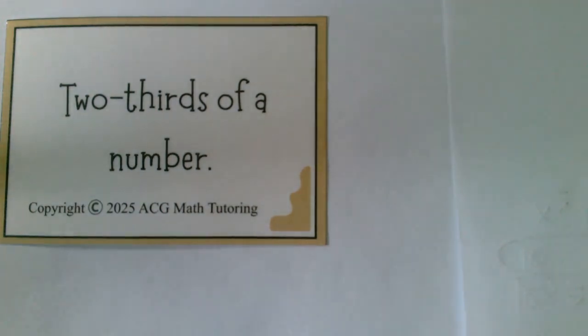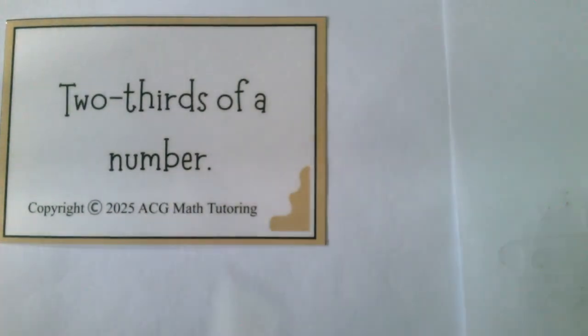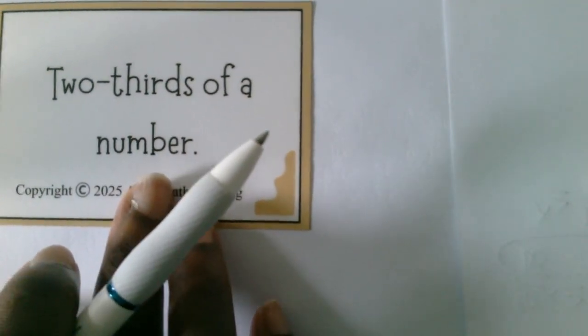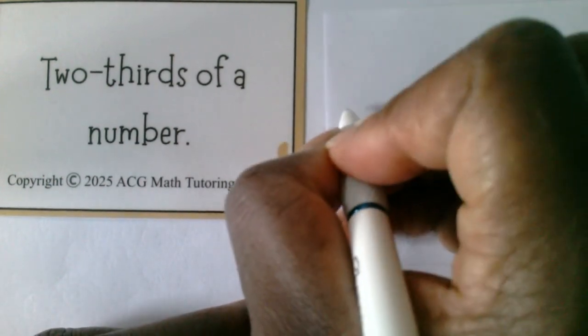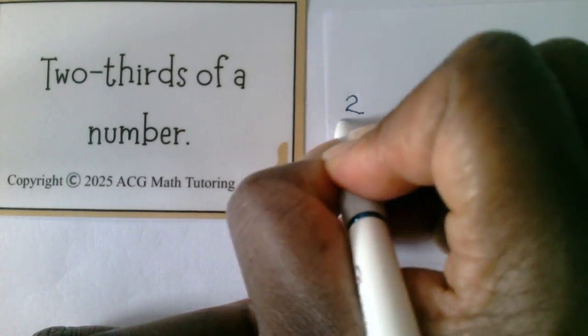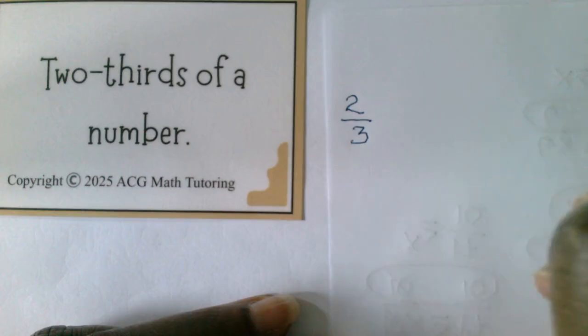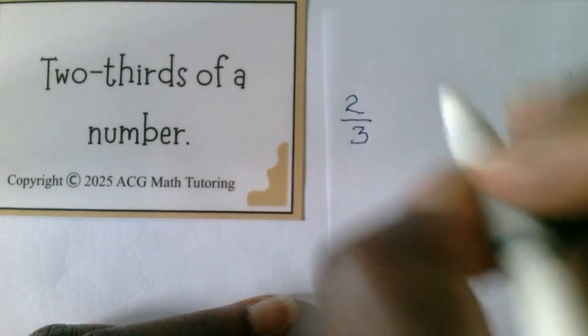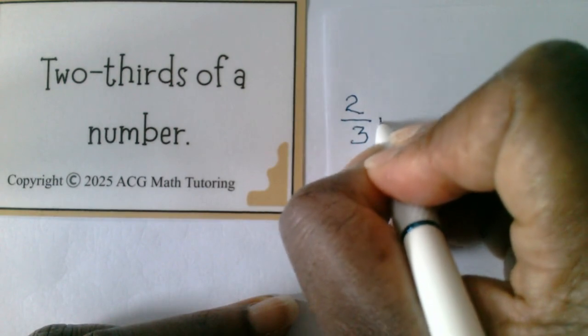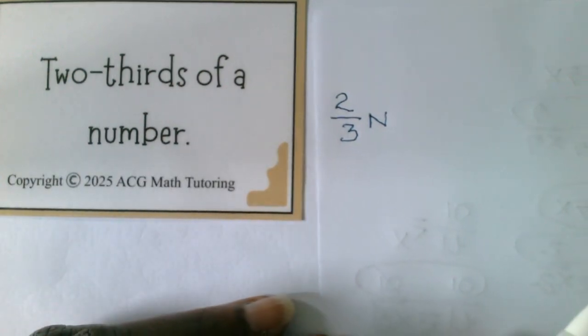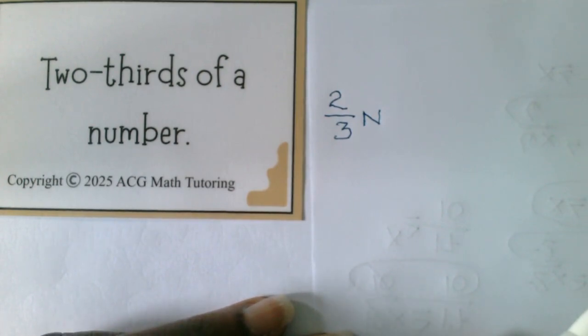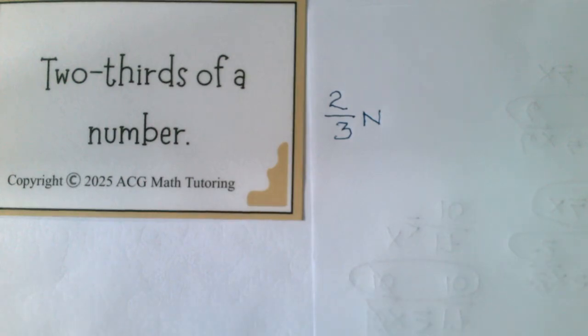Okay, if you don't know what the number is, that's when you use a variable. Alright, so we have our 2/3. That's our fraction. Of means multiplication of a number. Okay? I'm going to use n this time. So 2/3 of a number is 2/3 times n. So 2/3 is our fraction.